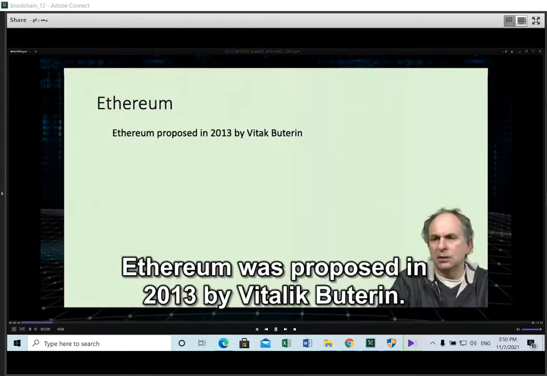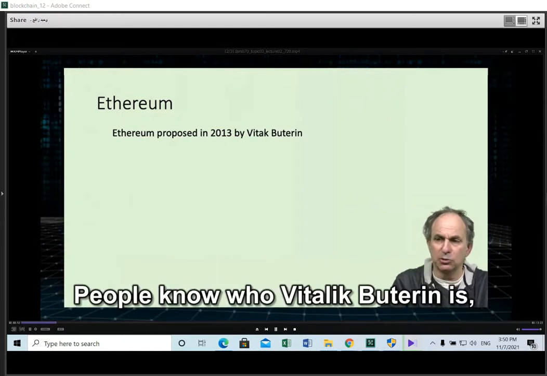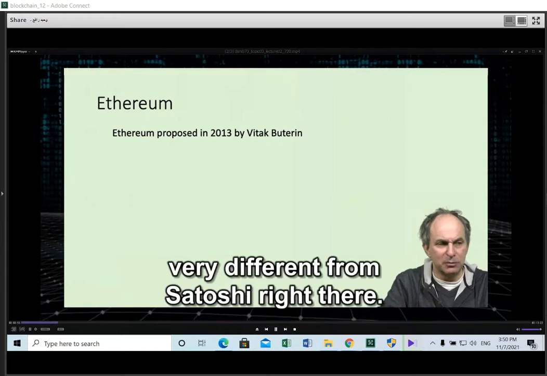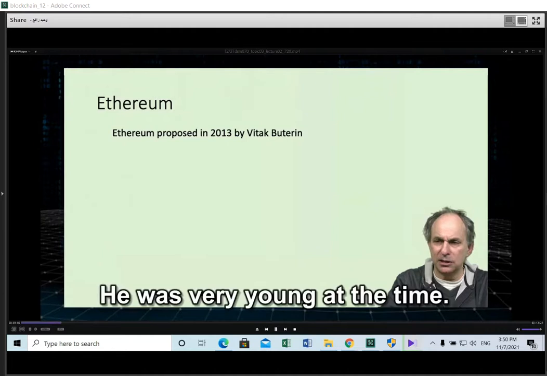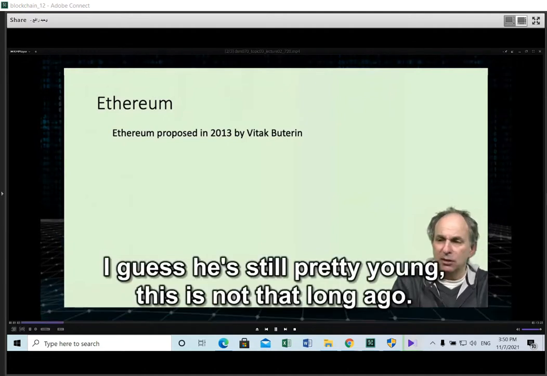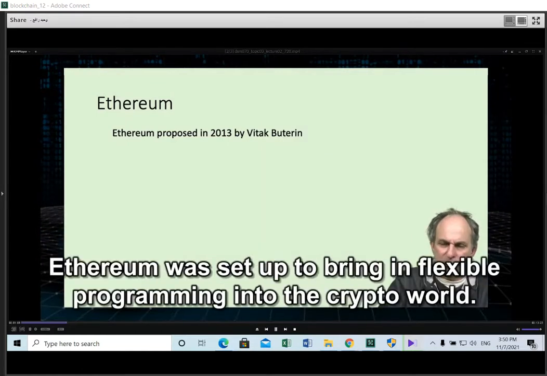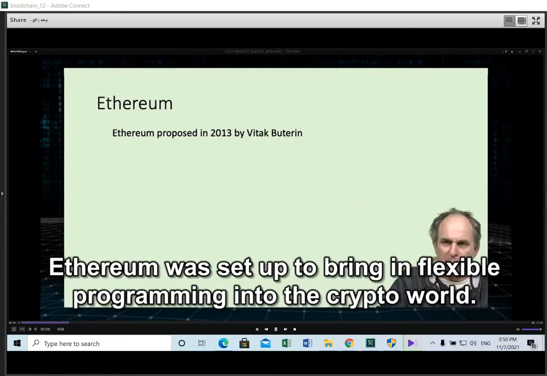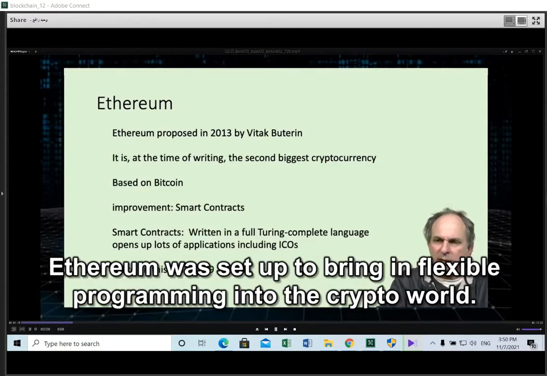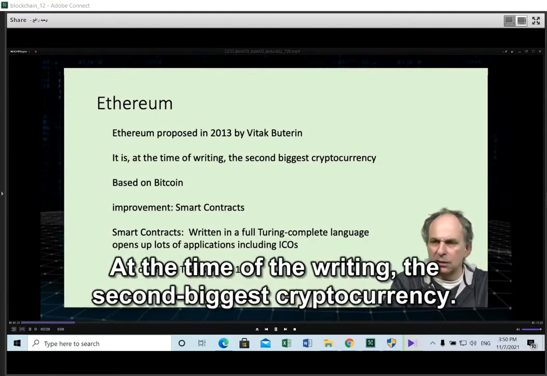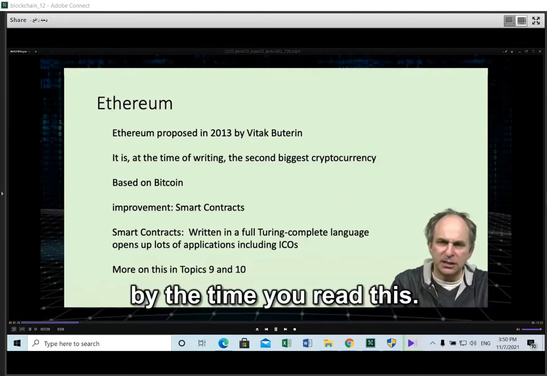Okay, Ethereum was proposed in 2013 by Vitalik Buterin. People know who Vitalik Buterin is. He's very different from Satoshi right there, and he was very young at the time. And I guess he's still pretty young, because it's not that long ago. So it was about 5 years after Bitcoin, and Ethereum is set up to bring flexible programming into the crypto world. At the time of writing, it's the second biggest cryptocurrency. I'm pretty sure it will still be the second biggest by the time you read this.